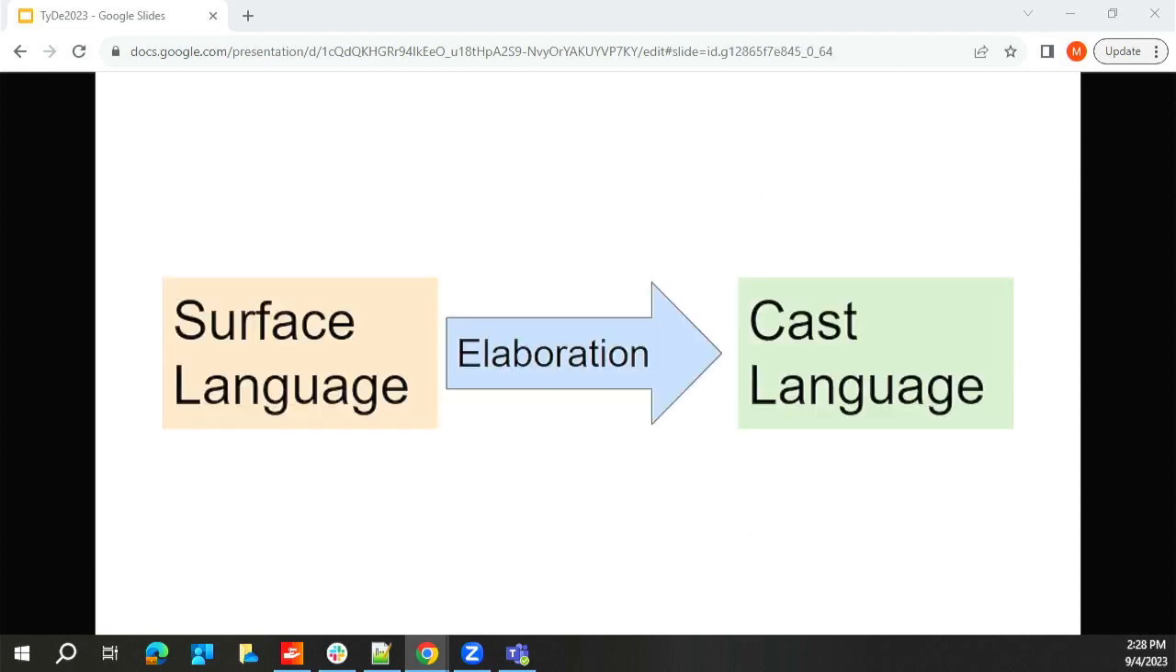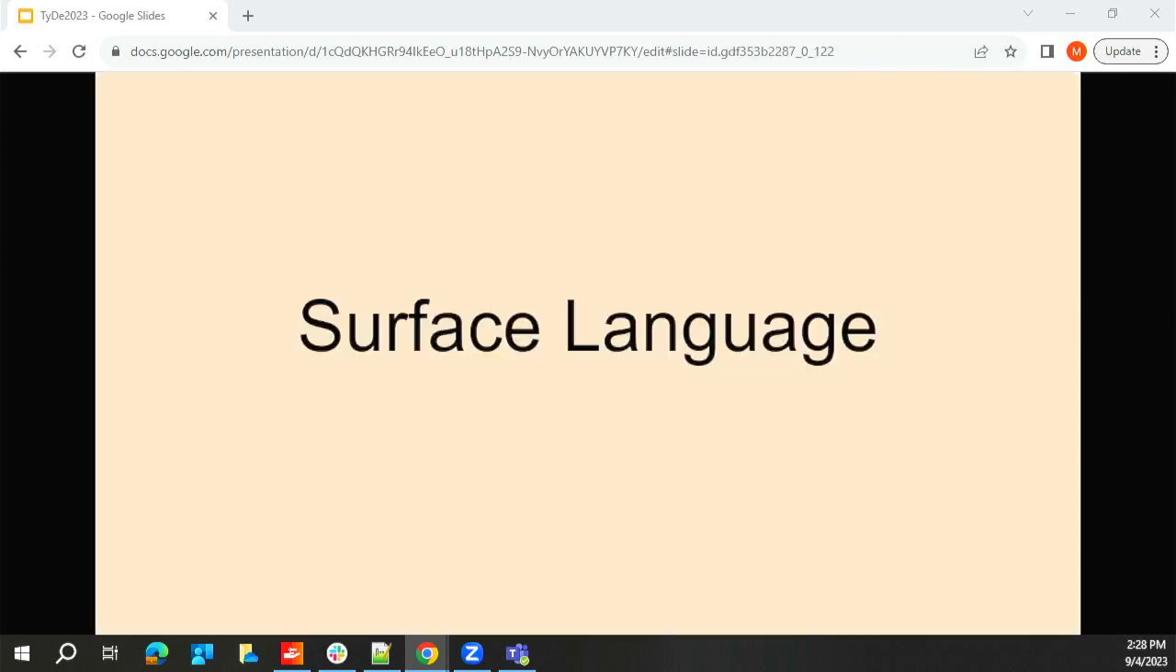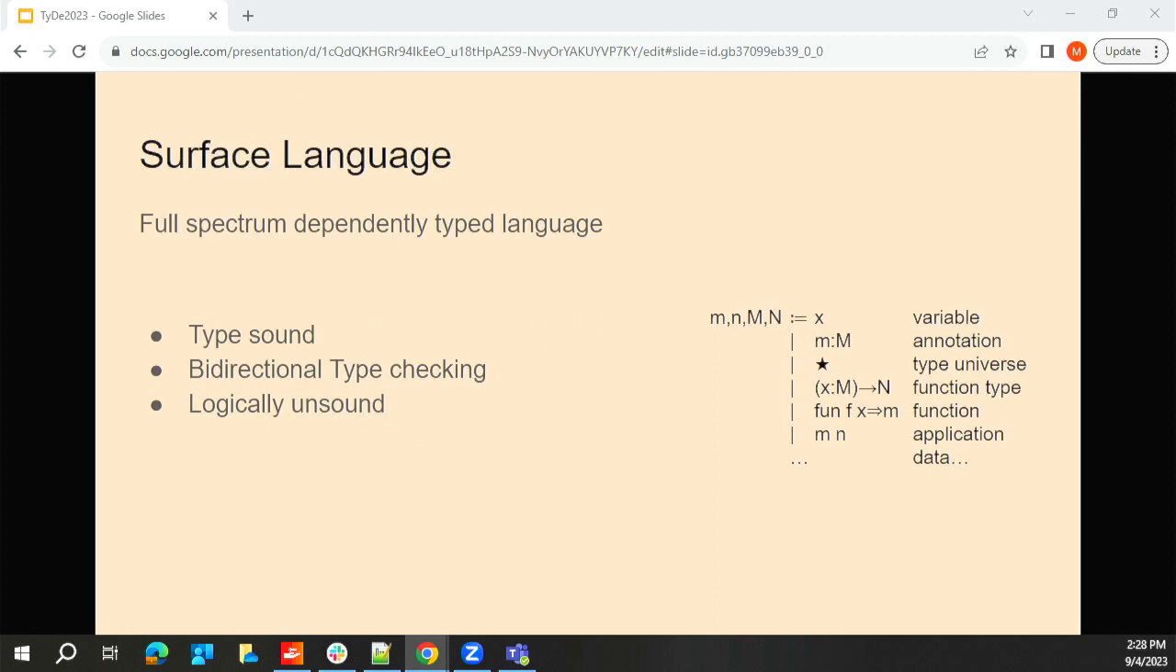So we have sort of a standard architecture where we have a surface language, an elaboration procedure, and a cast language. And just so we're all syntactically on the same page, let's look at what the surface language consists of. It was designed to be kind of as inoffensive and minimal as possible. We have just barely the stuff we need to get by. It is type sound. You can have a bidirectional type system for it. And it's logically unsound, and let's just say that's for convenience for us.